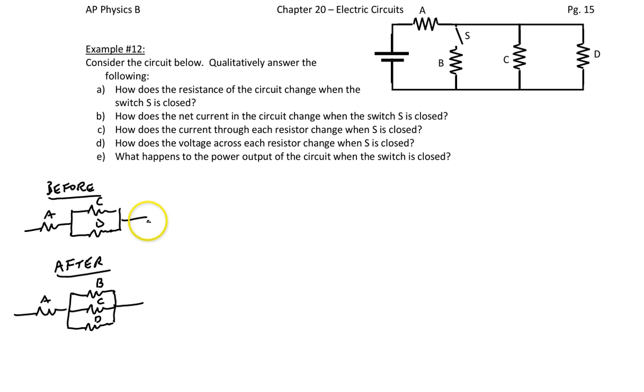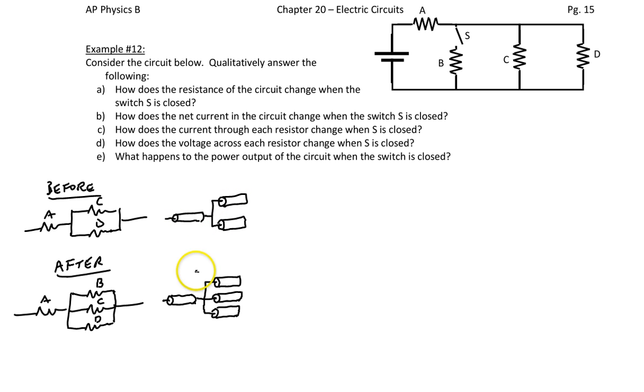Think of these as like water pipes. Think of our water analogy. Imagine you have water flowing through here and then it diverges into two separate paths, and now it splits into three different paths. As you add more different paths for it to flow through, that is going to provide less resistance to the fluid flow.